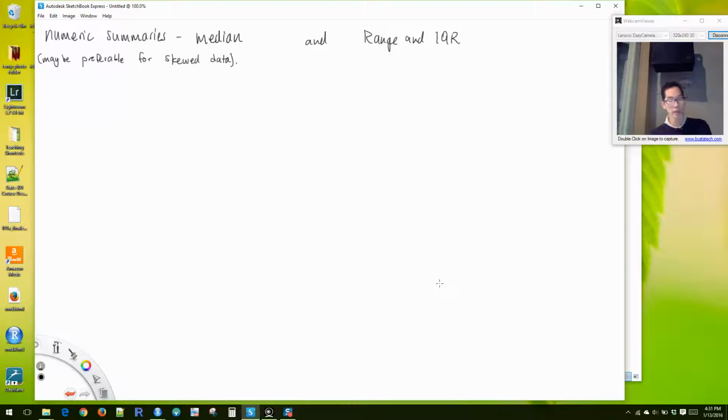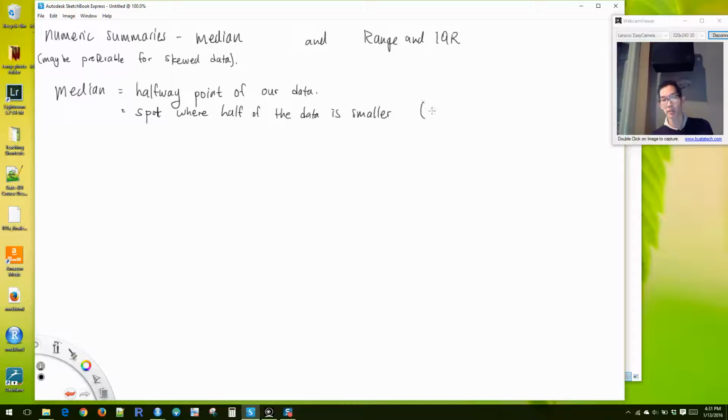Okay. All right, the median. We can think of the mean as the balance point in our data. The median can be thought of as the halfway point of our data. This is the spot where half of your data is larger and half is smaller. So the spot where half of the data is smaller and the flip side is half are larger.